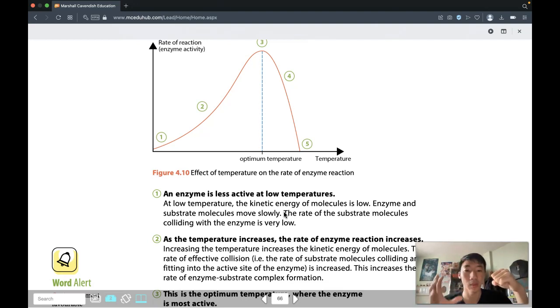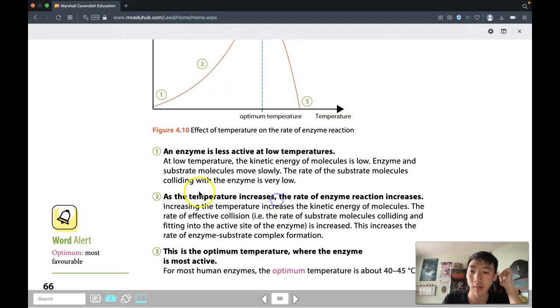They can't move. But as the temperature increases, the rate of enzyme reaction increases, because increasing the temperature increases the kinetic energy of molecules. The rate of effective collision, which is the rate of substrate molecules colliding and fitting into the active site of the enzyme, is increased. This increases the rate of enzyme substrate complex formation.